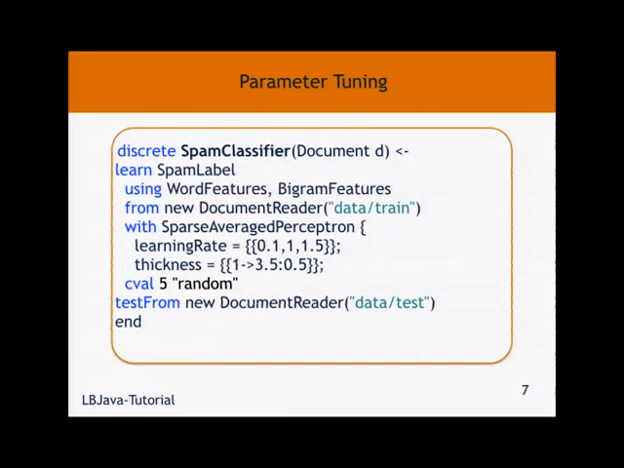So the default is the accuracy here, but you can choose the metric, I think. So you have another parameter to say which metric you use. You have to write a bit of custom Java code for that, but LBJava allows you to do that as well.